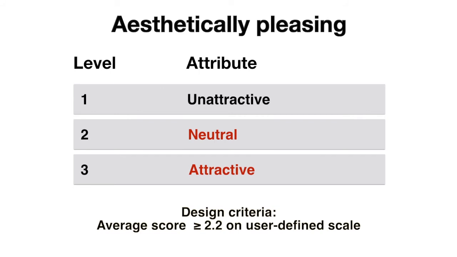So by that I mean that you would need to interview a number of different potential users and get their input as to whether they felt the water bottle was unattractive, neutral, or attractive. And after interviewing a number of people and averaging their score, the goal would be that that value would exceed 2.2, which is defined as our design criteria.